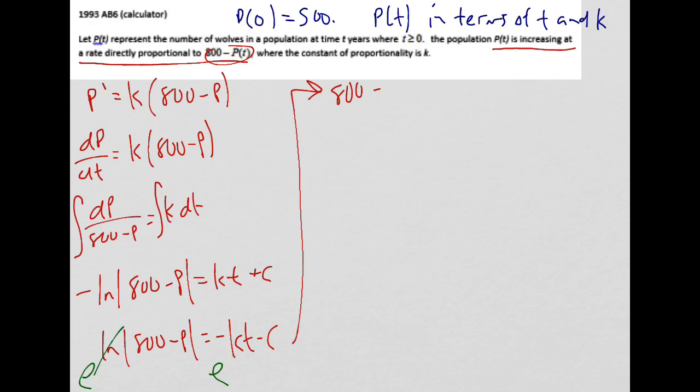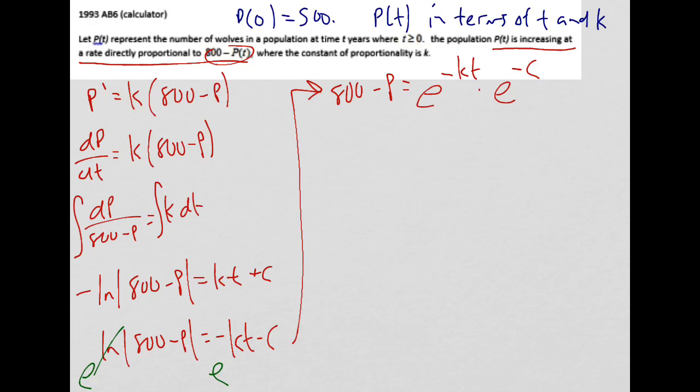800 minus P. And then on the right side, I'm going to separate that into two separate e to the's, and we've done that quite a bit with these differential equations. It's using some exponent rules. I get e to the minus Kt times e to the negative C, like that.